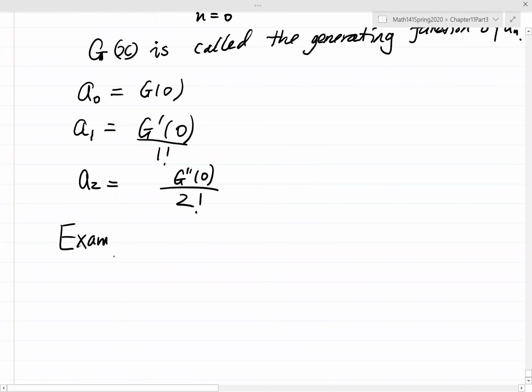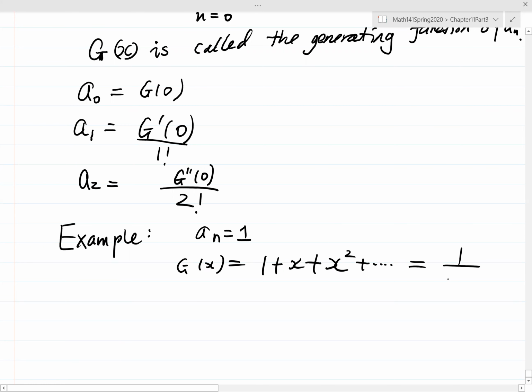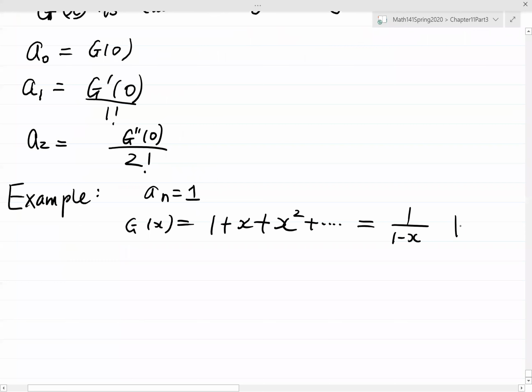Example of generating functions. For instance, a_n is 1 for all n. Then g(x) is 1 plus x plus x squared plus etc. So this is geometric. So this is 1 over 1 minus x, by the summation formula for geometric series. So here x is bounded by 1.